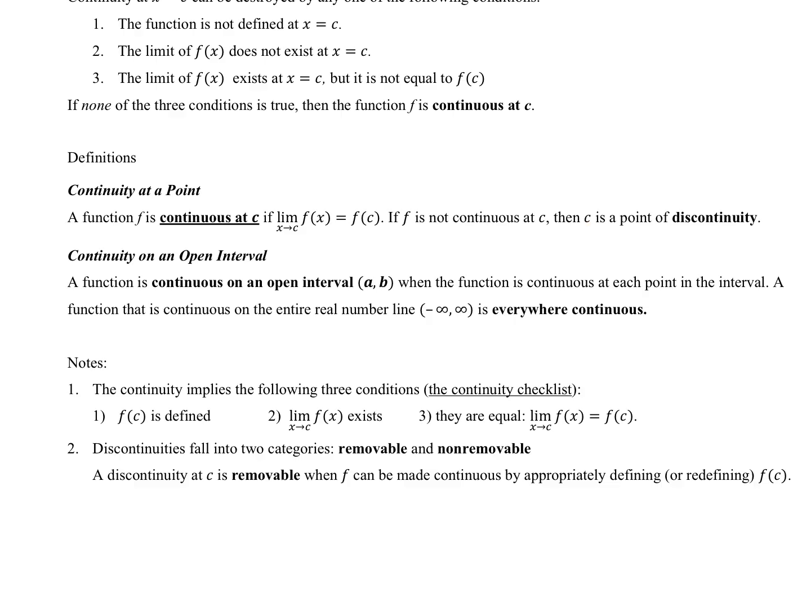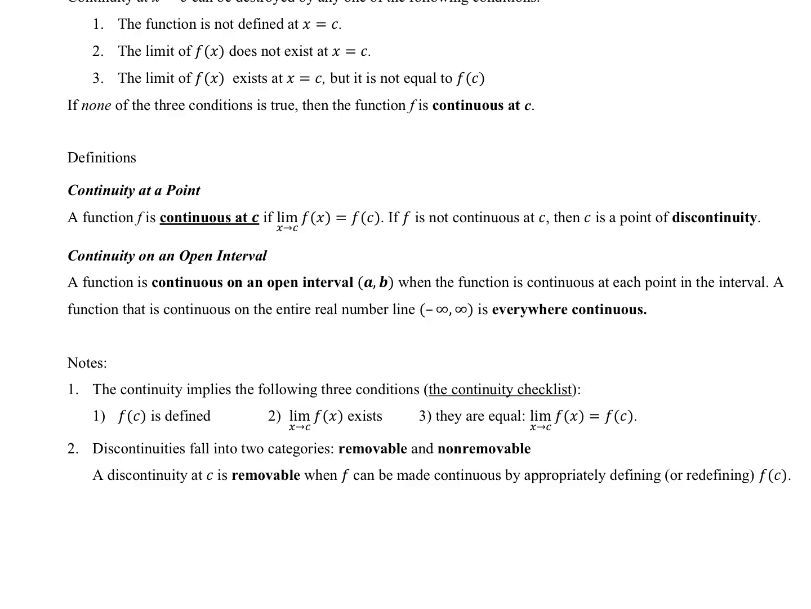Now, extend this a little bit. We can define the continuity on an open interval. A function is continuous on an open interval a to b when the function is continuous at every single point inside this interval. A function that is continuous on the entire real number line, negative infinity to infinity, is everywhere continuous. Later on, after we introduce the one-sided limits, we'll introduce the continuity on a closed interval.